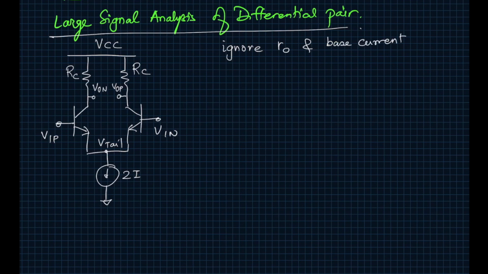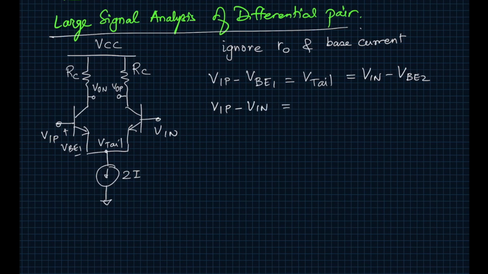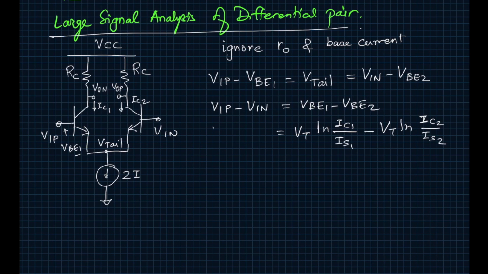Using our KVL, VIP minus VBE1, which will be right here, will be equal to V tail, and that would be the same as VIN minus VBE2. So we can rearrange this as VIP minus VIN equal to VBE1 minus VBE2, which is VT ln of IC1 divided by IS1 minus VT ln of IC2 divided by IS2. This is our equation number 1. Since the two transistors Q1 and Q2 are identical, IS1 equals IS2, so this becomes VIP minus VIN equal to VT ln of IC1 divided by IC2.